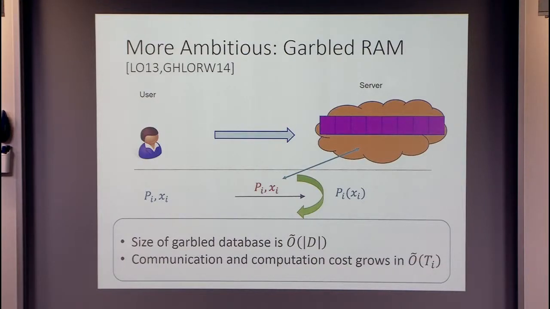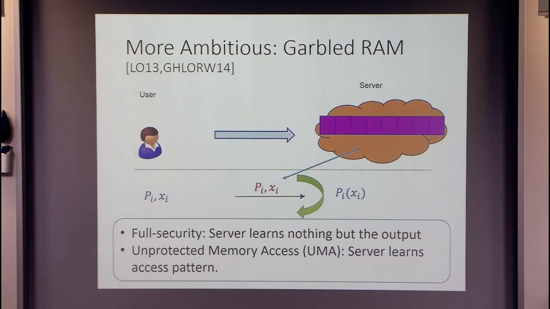So you don't want this communication cost to grow with the number of cryptographers in the world, just logarithmic in the number of cryptographers. Okay? So there are two kinds of security notions that I can define. The first is the full security notion, which is what we are interested in, which says that the server should learn nothing at all about the database or what's happening except the output.